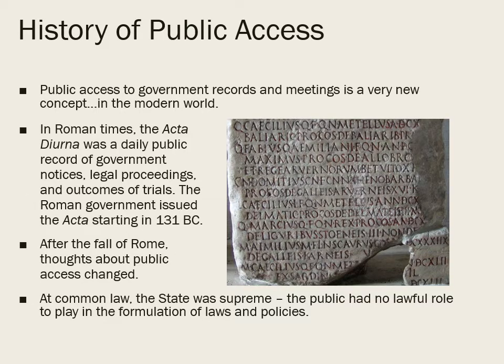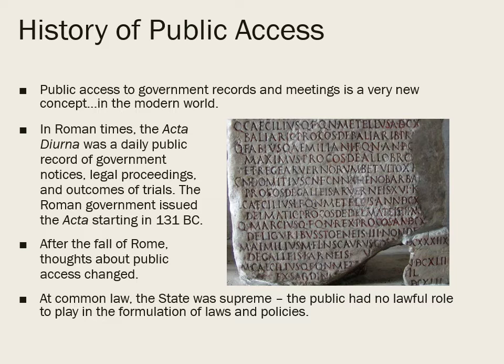So public access is new. It's a new concept in our modern world. But back in Roman times, the government actually required the publication of a daily public record, and it was called the Acta Diurna, or Daily Acts. And it included government notices, legal proceedings, outcomes of trials. It operated really a lot like today's Federal Register. And the Roman government issued this daily record starting around 131 BCE.